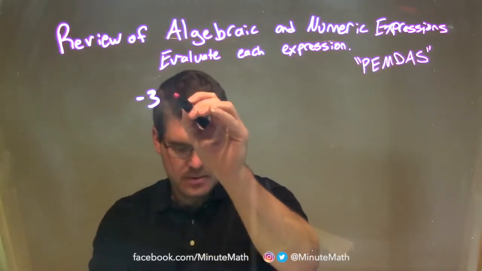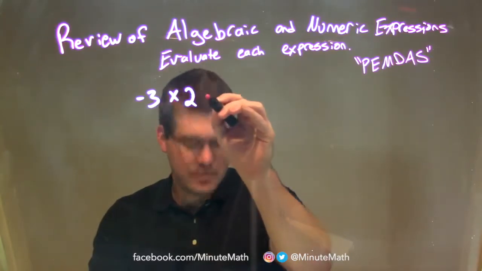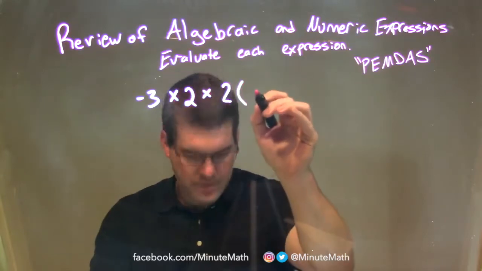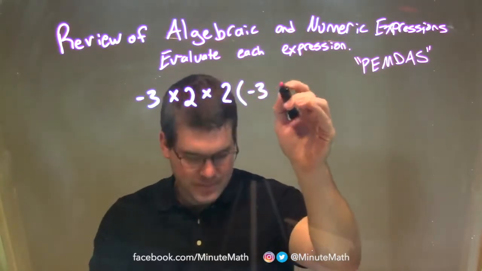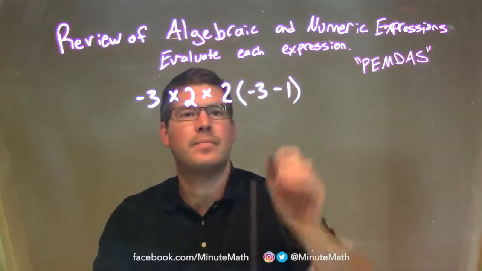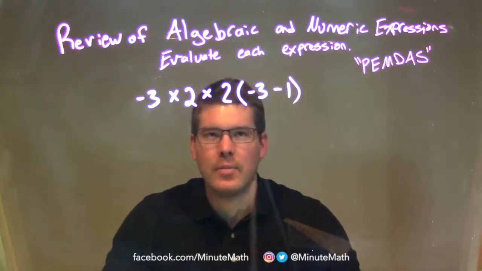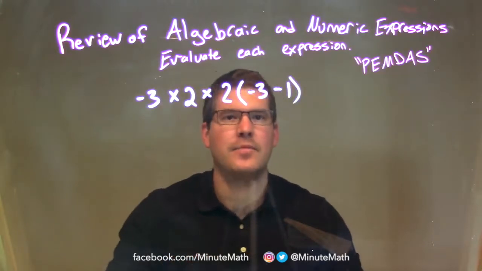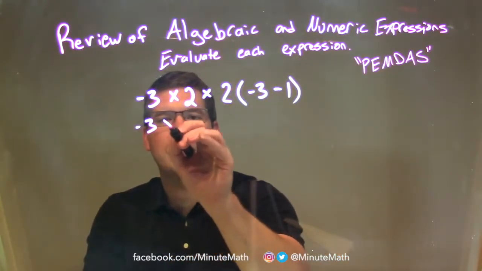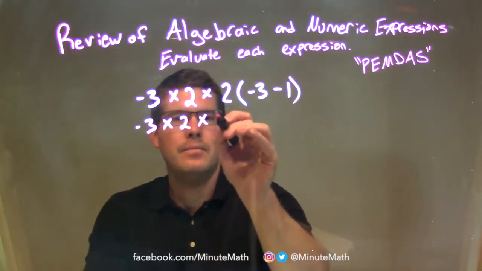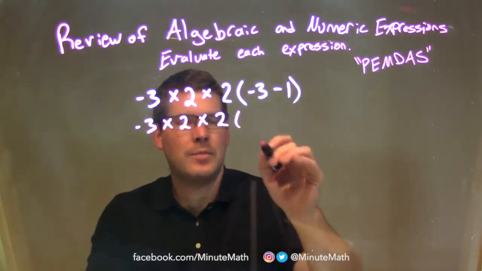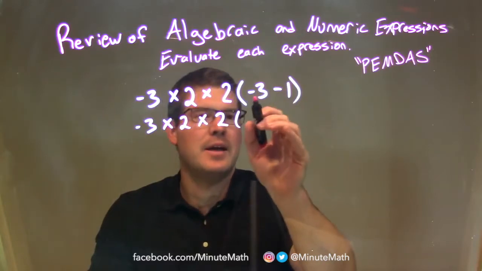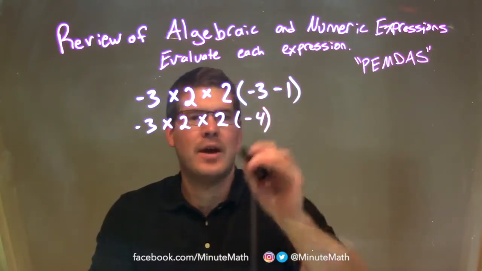Negative 3 times 2 times 2 times, in parentheses, negative 3 minus 1. Well, my first step here is to deal with that parenthesis. That's our first step here. So I'm going to bring everything down, minus 3 times 2 times 2 times whatever's in our parentheses. Negative 3 minus 1, which is a negative 4. So we have a negative 4 right there.